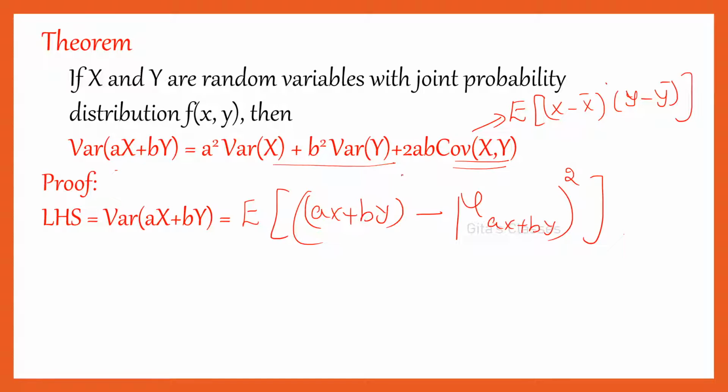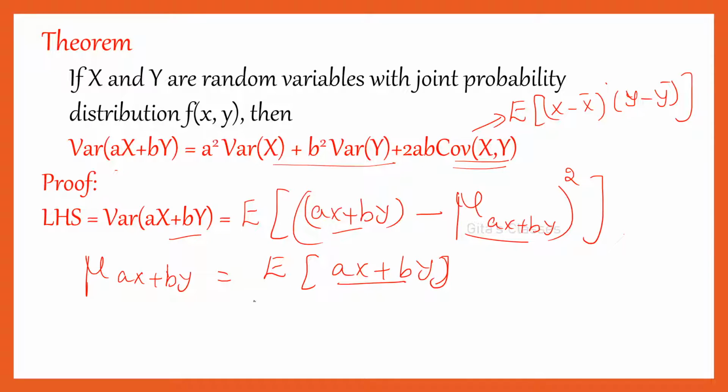See, the variance formula is what? Variance of x is equal to E of (x minus x bar) the whole square, or (x minus mu) the whole square. So in the place of x I have ax plus by, therefore I am writing this, and this is mu representing ax plus by. It is not just mu for a single variable, it is mu for ax plus by. Mu of ax plus by is, by definition, E of ax plus by. This is again a linear combination of these variables.